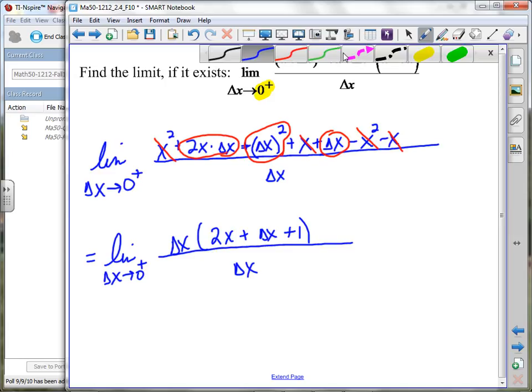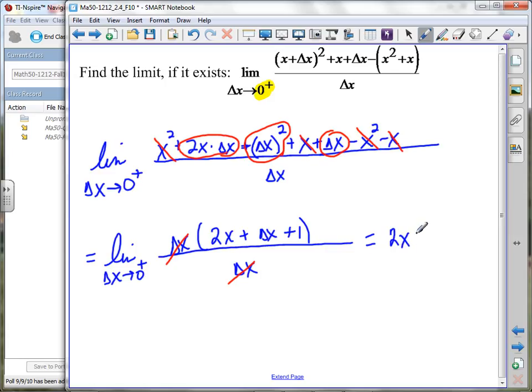Okay, so now we've got this. Okay, and now at this stage, can I use direct substitution? Yes. Absolutely. And I would have 2 times 0, right? Yeah. Why not? Be sure you only insert the delta x where we have a delta x. The 0 where we have a delta x. Okay, so we end up with 2x plus 1.